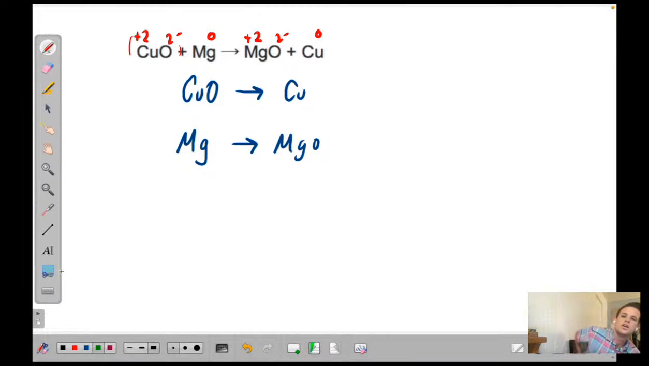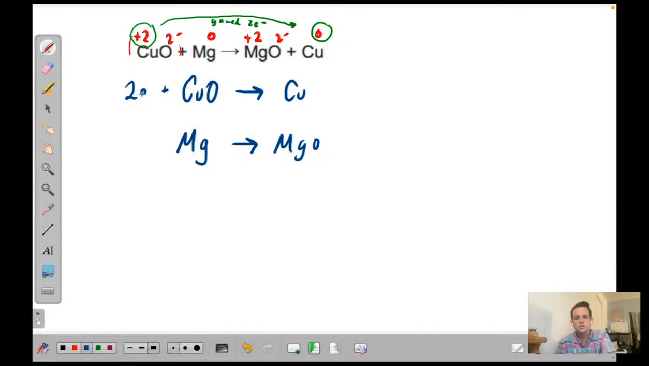Now, before we get started, let's identify which one is the oxidation reaction and which one is the reduction reaction. So what I see is copper had a +2 and it went to 0. That means that it gained 2 electrons. Okay, so in my equation here, I'm going to write those 2 electrons in as well. So this is part of the half reaction process. You write in the electrons that are essentially going to be gained. So this copper gained 2 electrons and it became copper metal.